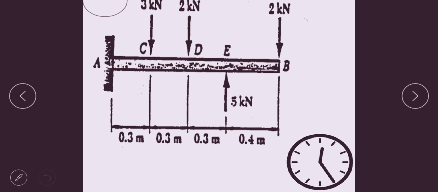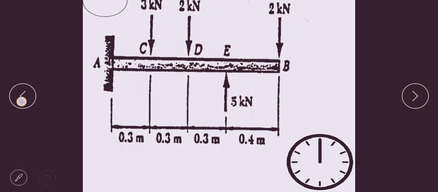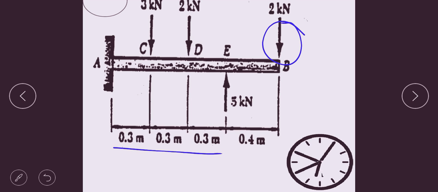So what is the value of the total moment that is applied at point A? Total three downward forces are there, that is 3 kilonewton, 2 kilonewton and 2 kilonewton, and the distance of the force from point A is also given, and one upward force, that is 5 kilonewton, is given. So here we can calculate the moment. So the total moment is 2 kilonewton into 0.3 plus 0.3 plus 0.3 plus 0.4.